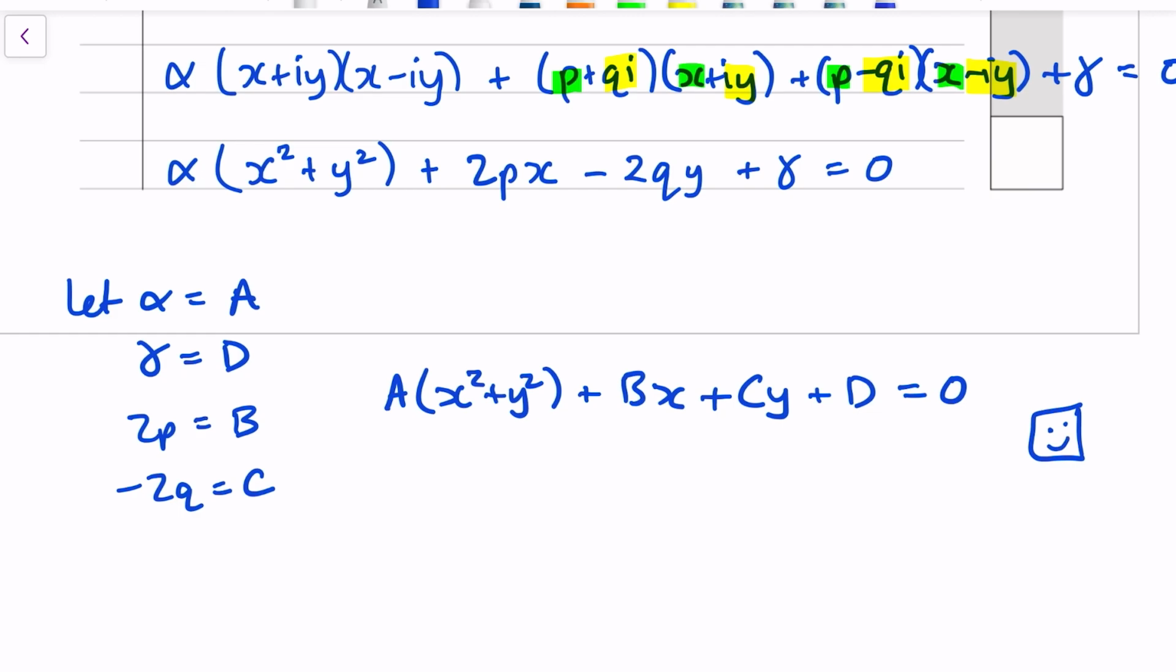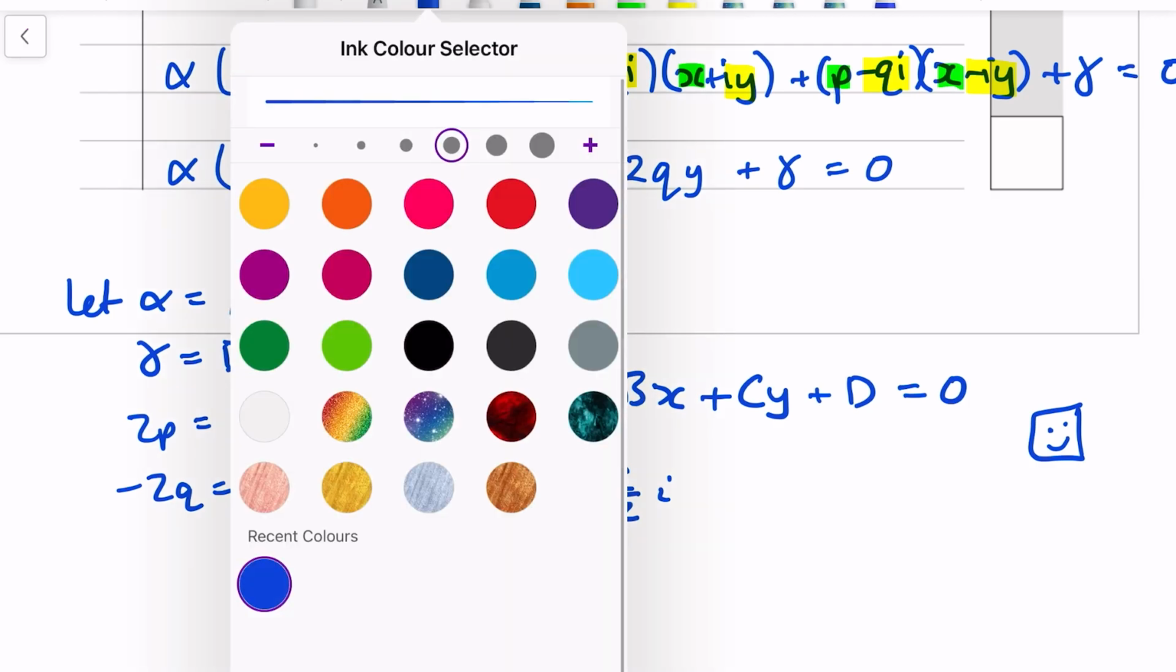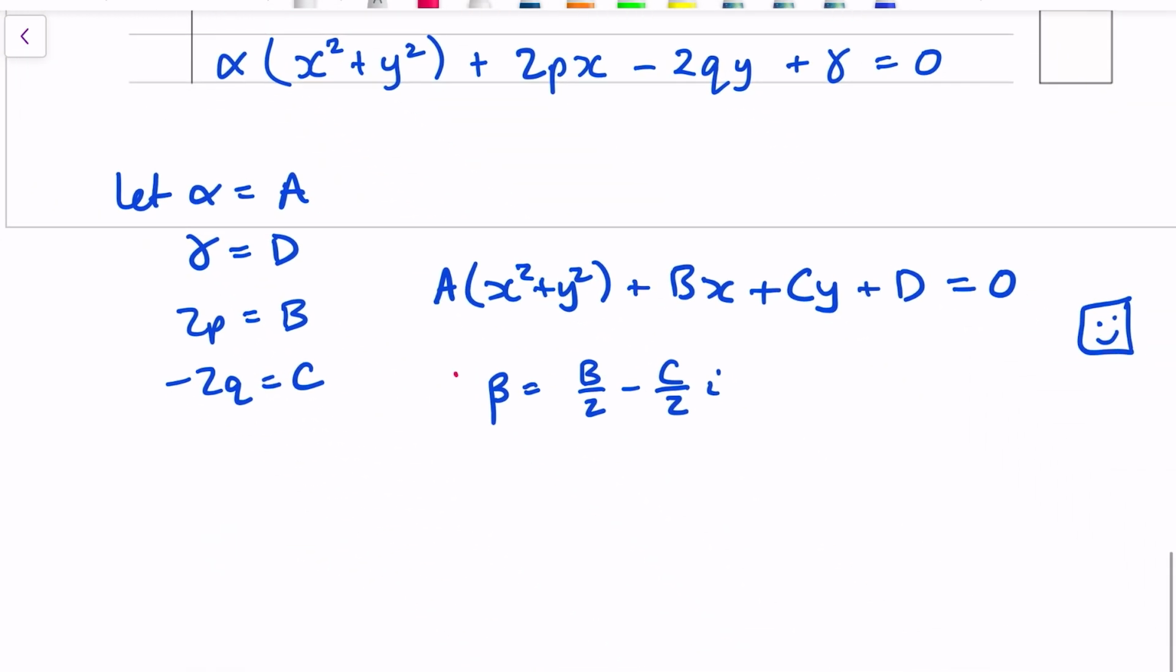And one last little side note. It turns out that if that's the case, then beta is equal to b over 2 minus c over 2i. And if you're working the proof in the other direction, that's the connection that you need to make, which is a little bit trickier to find going backwards.